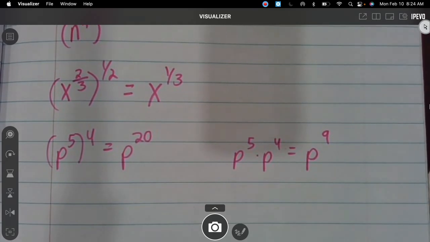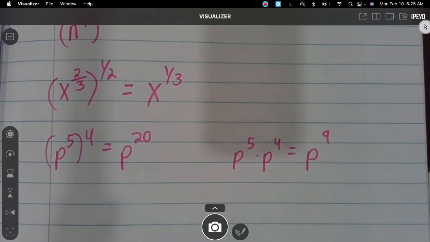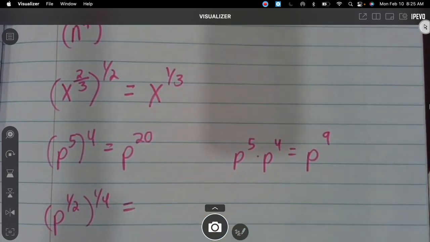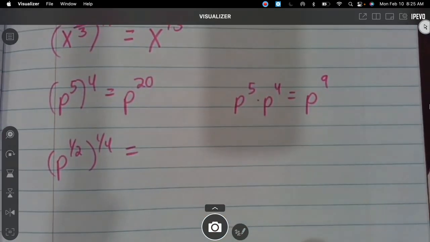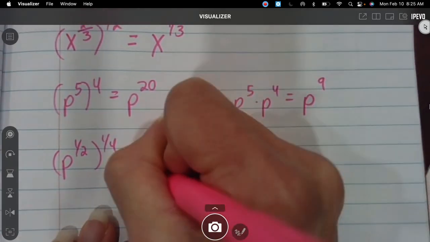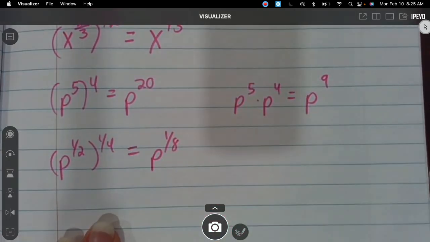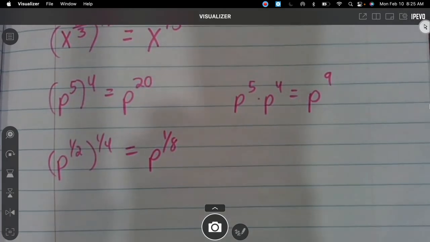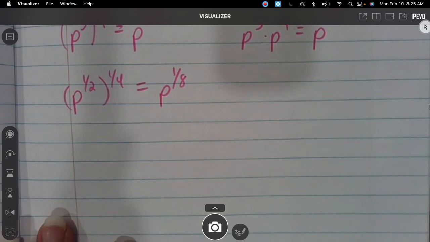Let's do a few more. Let's see. I don't like any of those. I'll do this one. P to the 1/2 to the 1/4. What do you do with that one? We just multiply. Use the calculator if you need to. And it would give you P to the 1/8. Okay, just multiply. All right, our last problem for the day, and then I might just give you a few to try on your own paper, just to see if you can do them. I'm going to change it up just a bit.